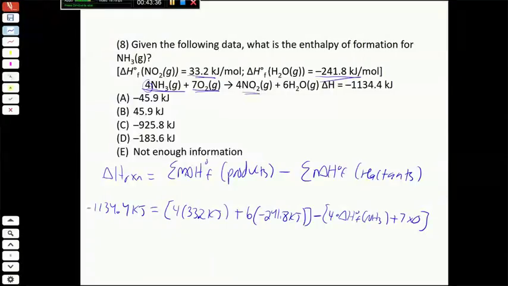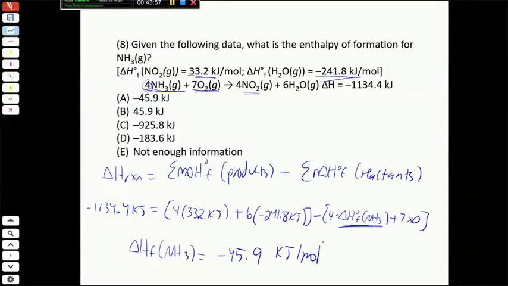So then in this equation, our only unknown is the delta H of formation of NH3, which we're trying to find. And so we just do a little bit of algebra and find that the delta H of formation for NH3 comes out to minus 45.9 kilojoules per mole. Enthalpies of formation are sometimes written in kilojoules, sometimes in kilojoules per mole. I think kilojoules per mole is more appropriate, but at any rate, just pick the number that's right, minus 45.9 kilojoules or kilojoules per mole.